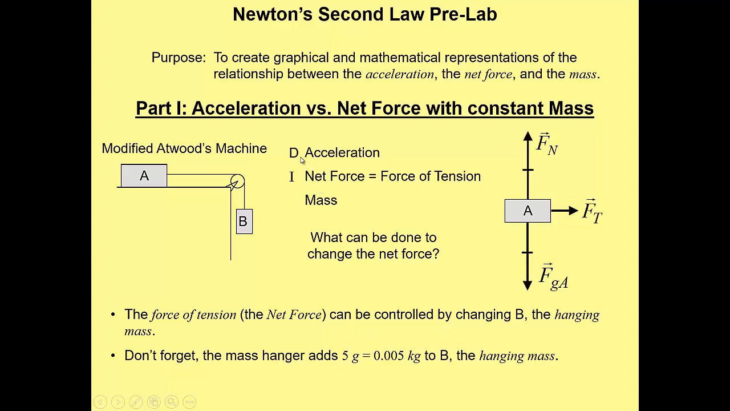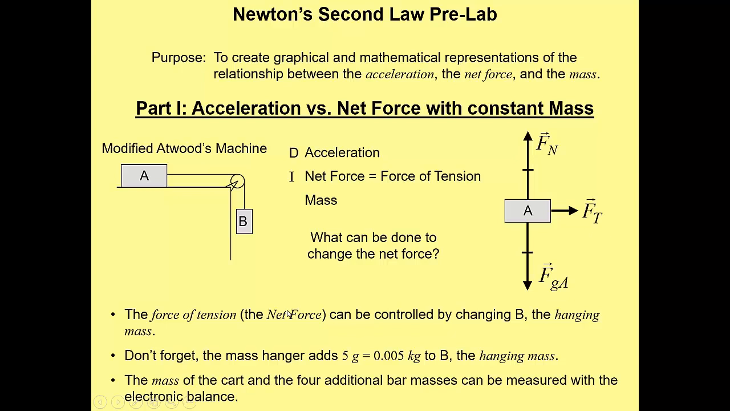Okay. So the acceleration then will be our dependent variable. When we make graphs, acceleration will be on the vertical axis, and net force, which is the force of tension, is going to be on the horizontal axis.